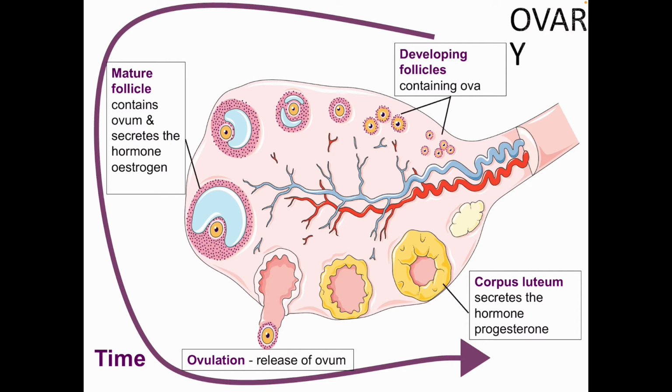Round about midway through the cycle, the mature follicle bursts and that releases the ovum. This is called ovulation. The remains of the follicle become the corpus luteum, which secretes the hormone progesterone. Eventually, the corpus luteum degenerates, it just sort of shrivels up, stops secreting progesterone, and then the cycle starts all over again with more developing follicles.